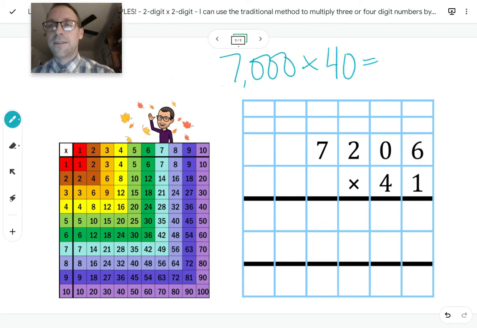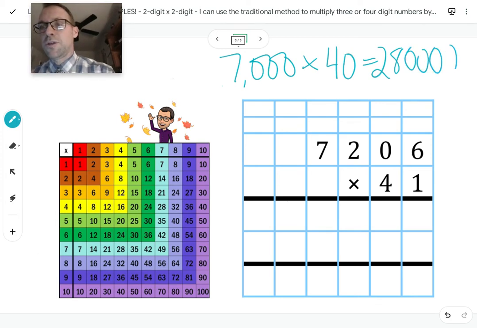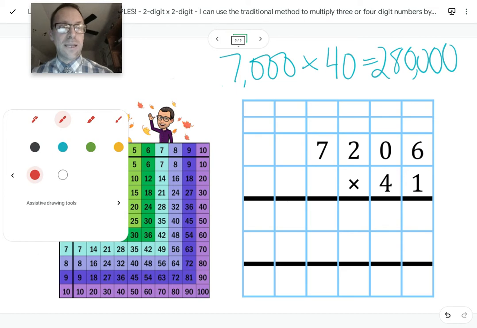You got it. So 7,000 times 40, 7 times 4, that's 28. And there are, let's see, 1, 2, 3, 4 zeros. We'll count from the right of the ones place. 1, 2, 3, comma. That's where our comma goes. Our product should be in the neighborhood, the ballpark of 280,000 when we're done multiplying. So let's get started with the multiplying.